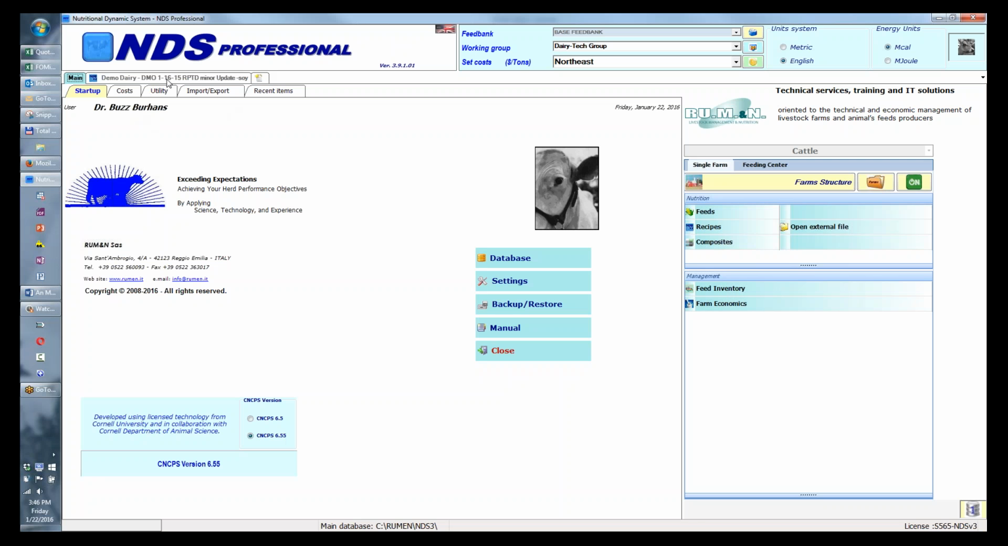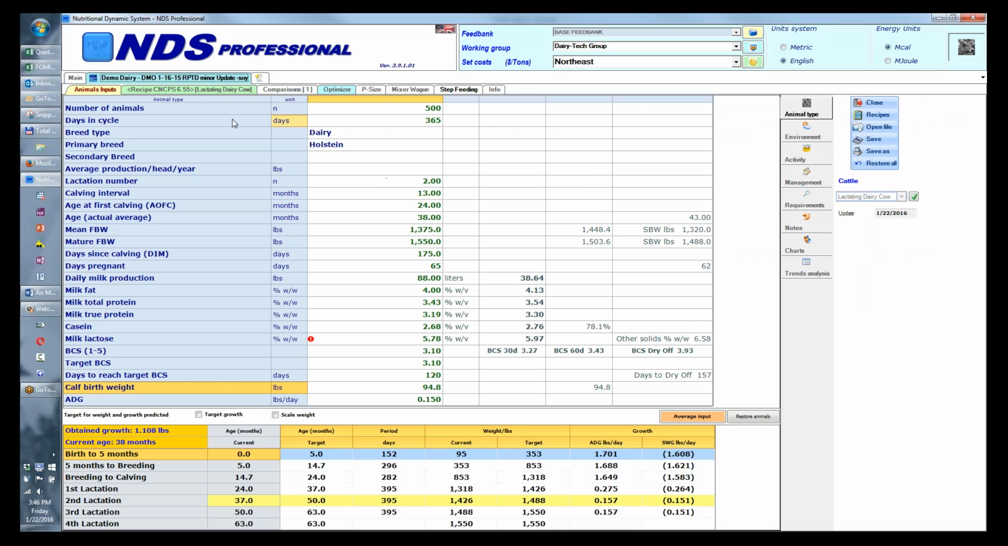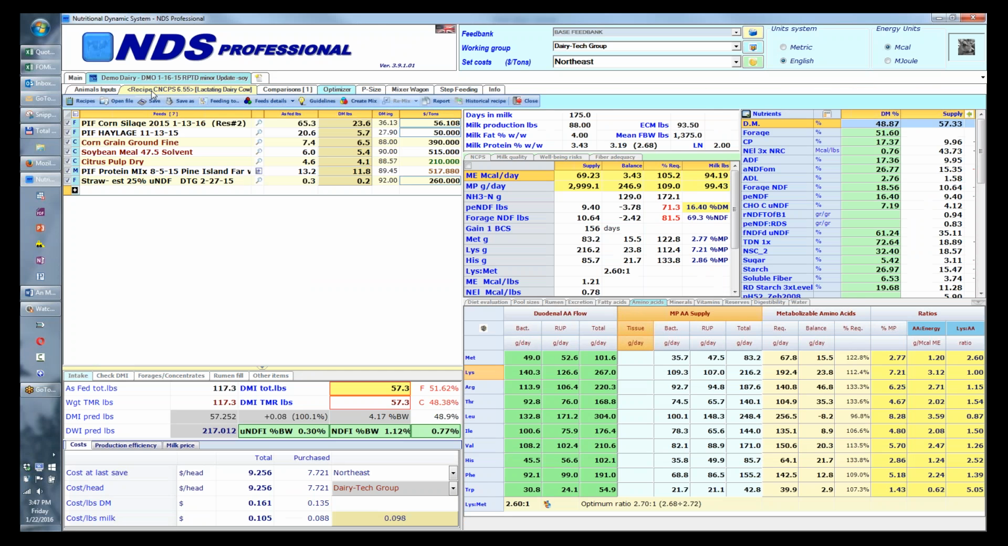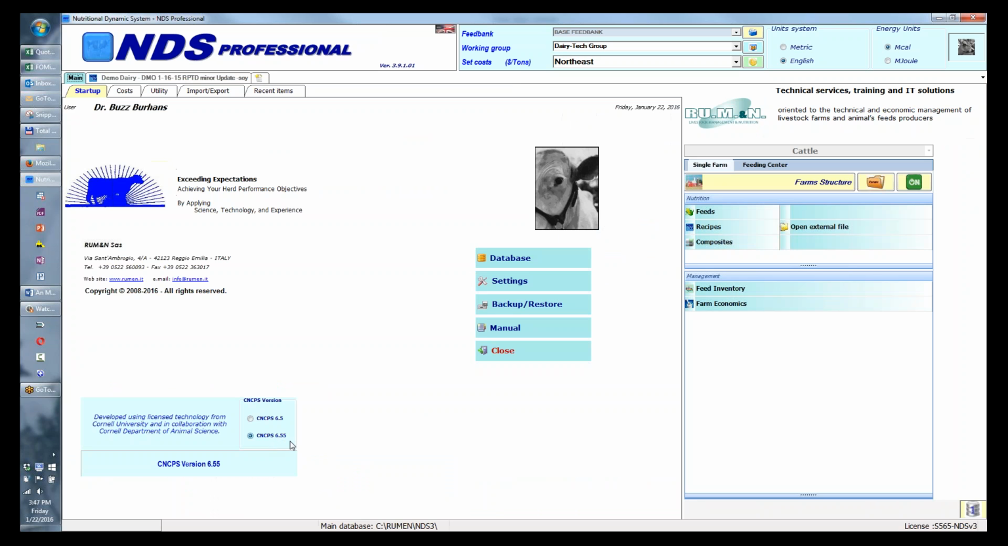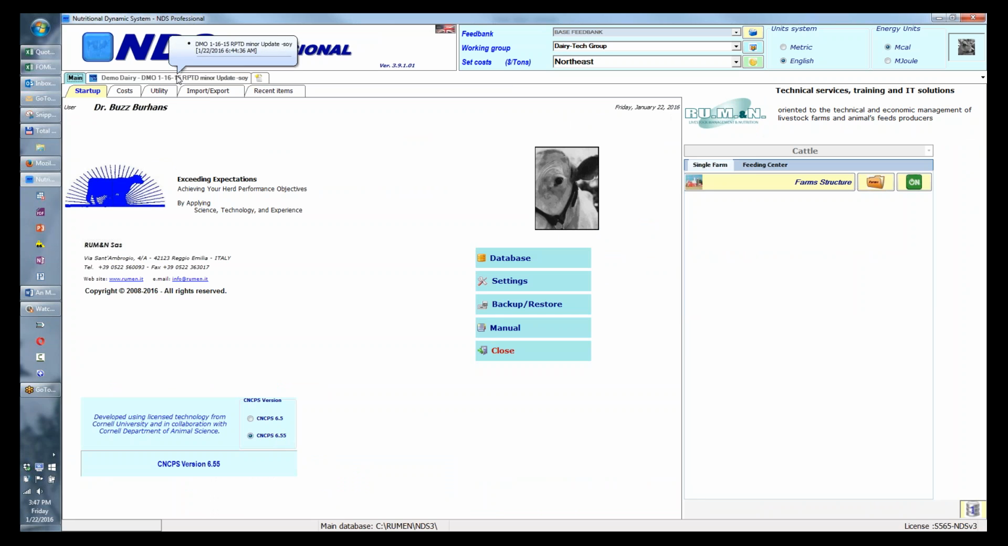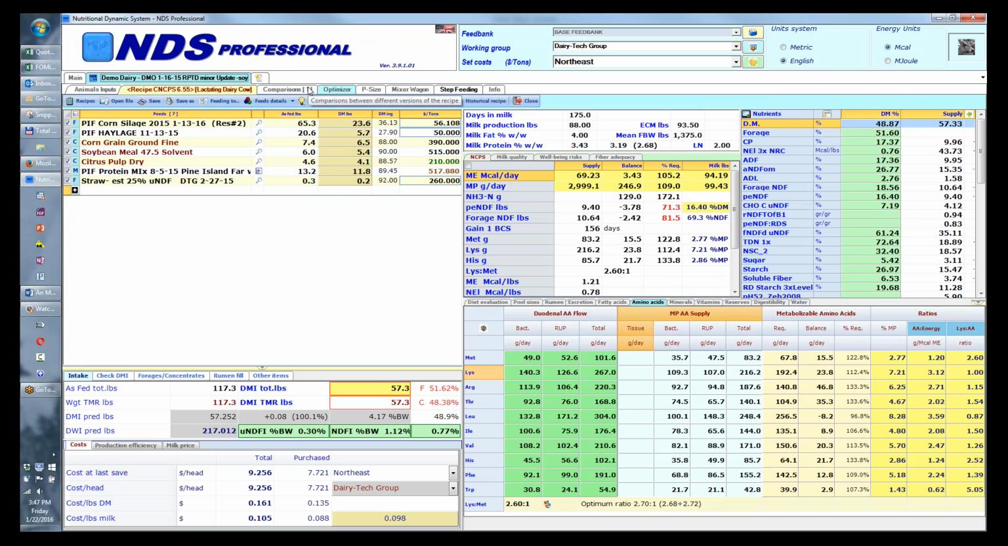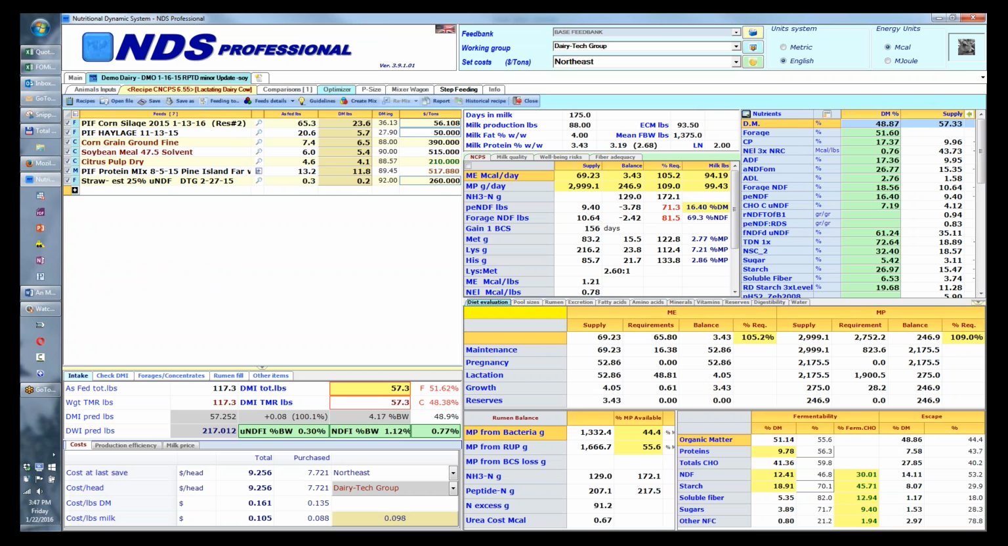I have put up the same diet that we used in part 1 of this series of tutorials on the update to version 6.55. So this is the same diet we were looking at before. I have set it so that by default I am in 6.55 when I open it. You can see that down in the left-hand corner as we did before, because really what I want you to see is what 6.55 is doing with the amino acids in the diet. So let's look at our animal inputs.